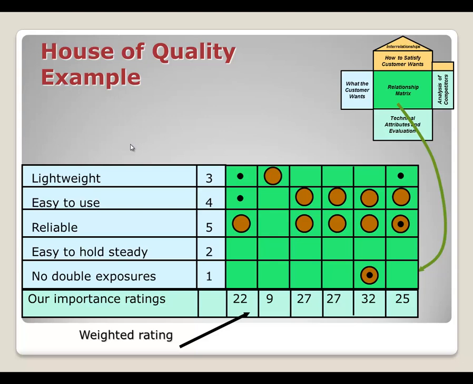Then we calculate our weighted rating, assuming that low relation is 1, medium is 3, and high is 5. Then we can say that for the first column, 3 times 1 plus 4 times 1 plus 5 times 3, add, and you will get 22. And we add as we go to find the importance of the ratings, and that's based on the weighted criteria or weighted factors that was given here.